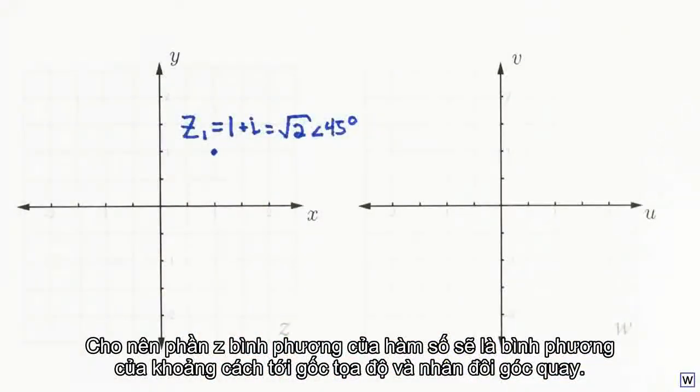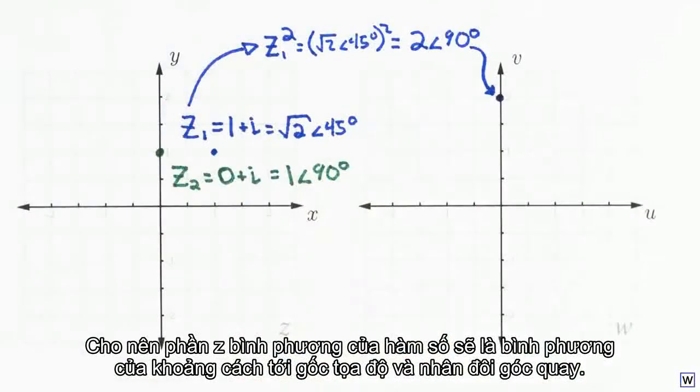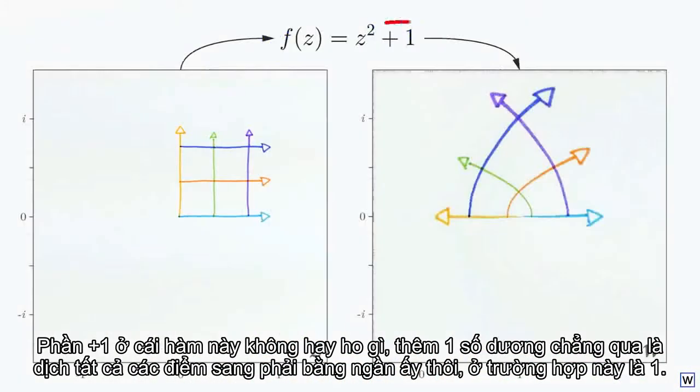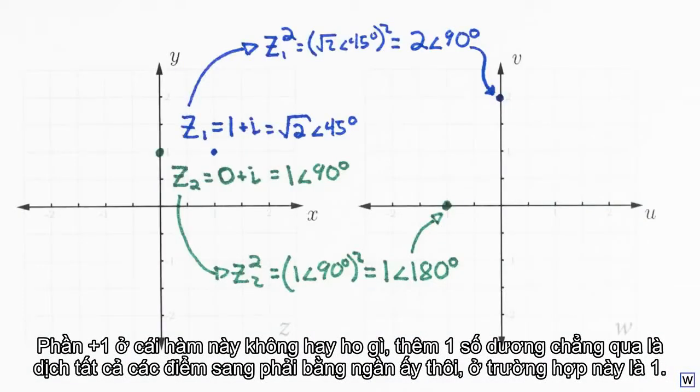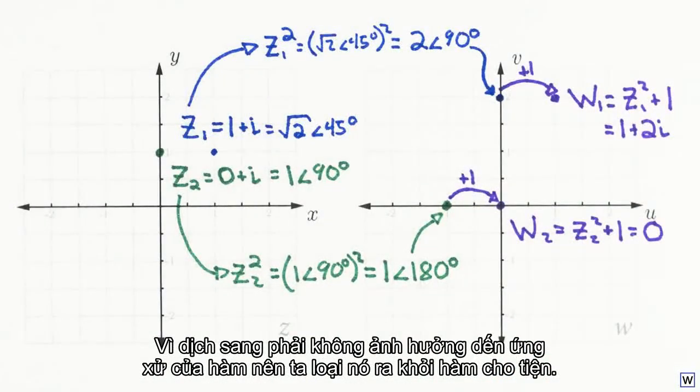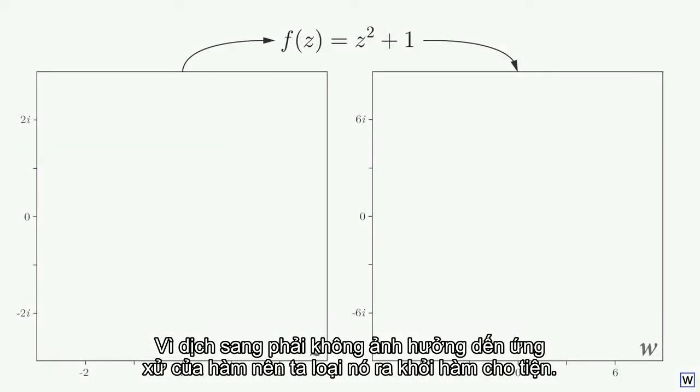So the z squared part of our function should take our complex number z, square its distance to the origin, and double its angle. The plus 1 portion of our equation is a little less exciting. Adding a positive real number will move all of our points in the positive real direction, so to the right, in this case by 1. Since this shift to the right doesn't affect the behavior we're interested in, we'll leave it out of the equation for now.